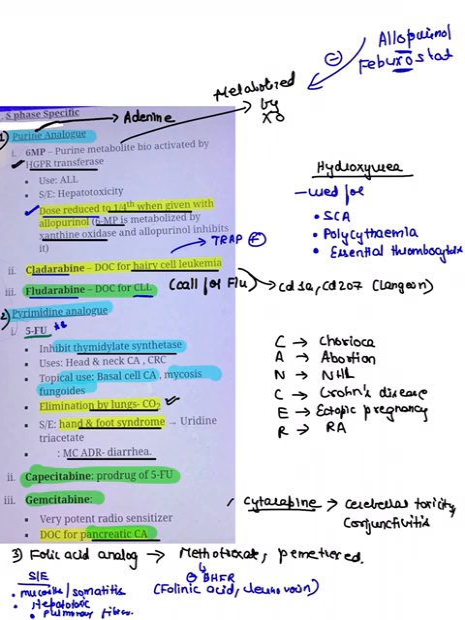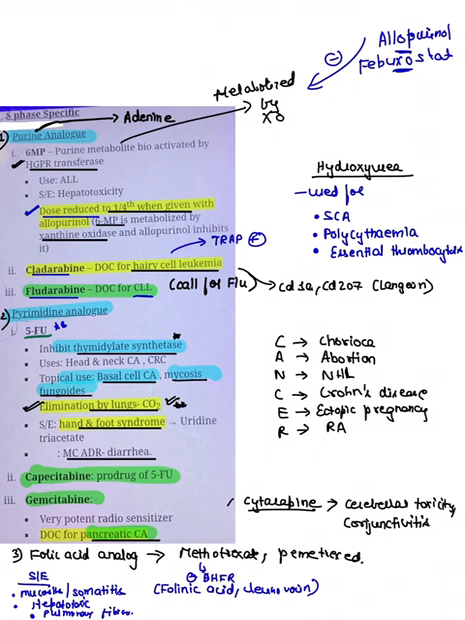Then the important category, that is 5-fluorouracil. So this 5-fluorouracil inhibits thymidylate synthase. So as a result, this prevents the synthesis. So this is used for basal cell carcinoma and mycosis fungoides. Remember, this is metabolized by the respiratory pathway, hence eliminated by the lungs.